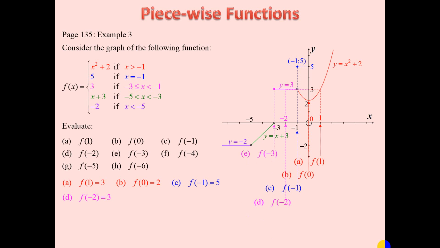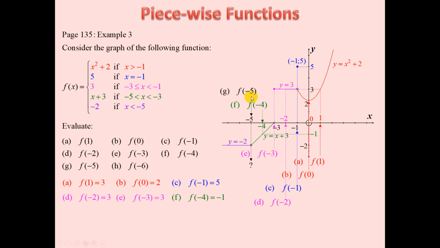F of -3, well, it's still going to hit that same graph. That's an included point there. So therefore it has the y value of 3. So f of -3 equals 3. F of -4, and that comes downwards, hits the graph y equals x plus 3, and goes across to -1. So therefore f of -4 is -1.